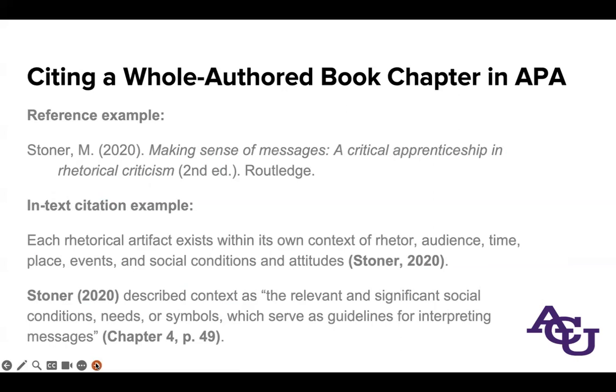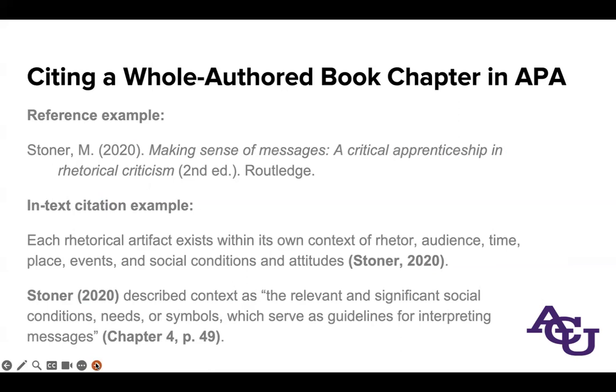If you have edition information, as we do for the Stoner text, we'll put that in parentheses after the title. Here we have second, which we write out as 2nd. And for edition, we put ed followed by a period. And last, we put the name of the publisher.